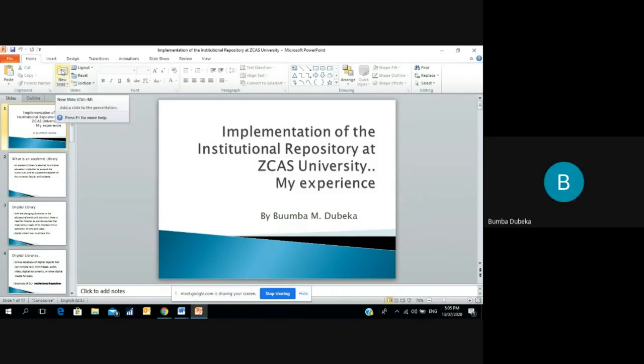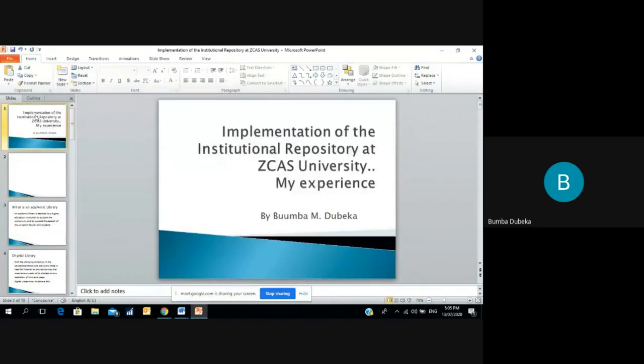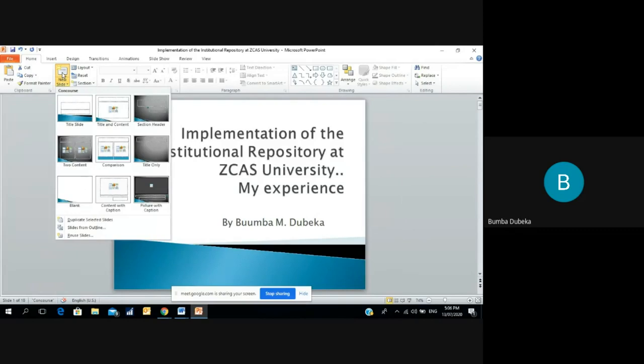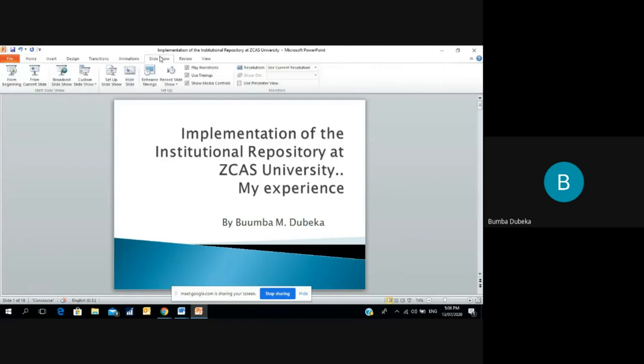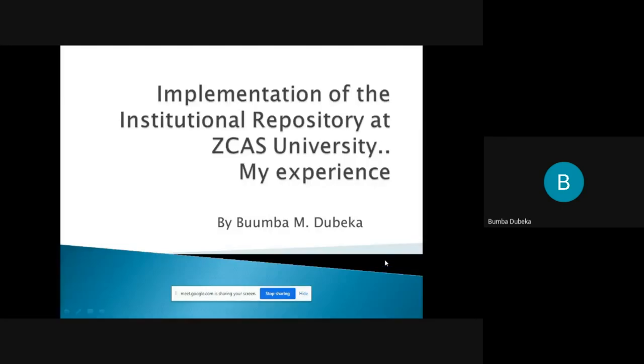So good afternoon, everyone. And as Lighton said, I would just like to share our experiences at ZCAS as regards the implementation of our institutional repository. So I thought before we start, we could have an understanding of what an academic library is, so that we appreciate where the idea of a repository is coming from.